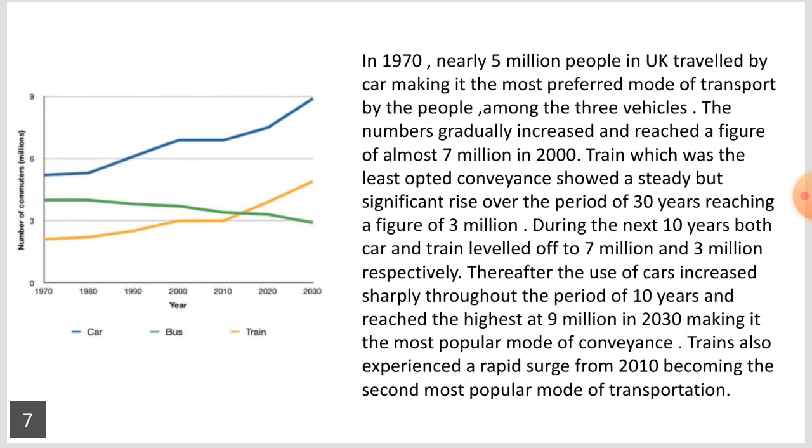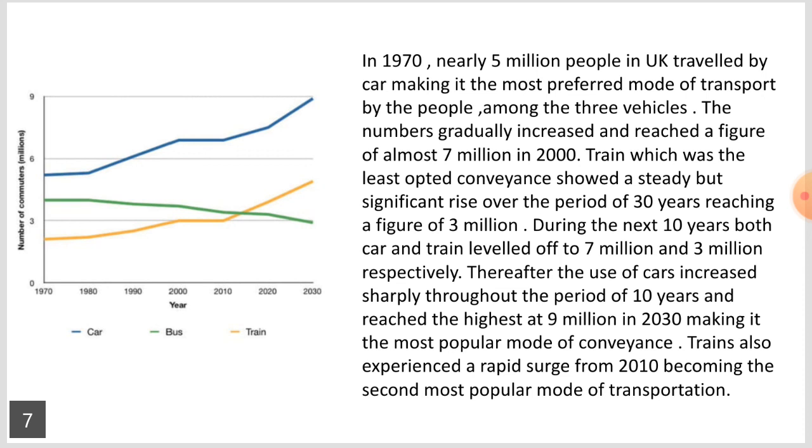So moving on, the second paragraph can be written like this. In 1970, nearly 5 million people in UK travel by car, making it the most preferred mode of transport among the 3 vehicles. The numbers gradually increased and reached a figure of almost 7 million in 2000. Train, which was the least opted conveyance, showed a steady but significant rise over the period of 30 years, reaching a figure of 3 million.